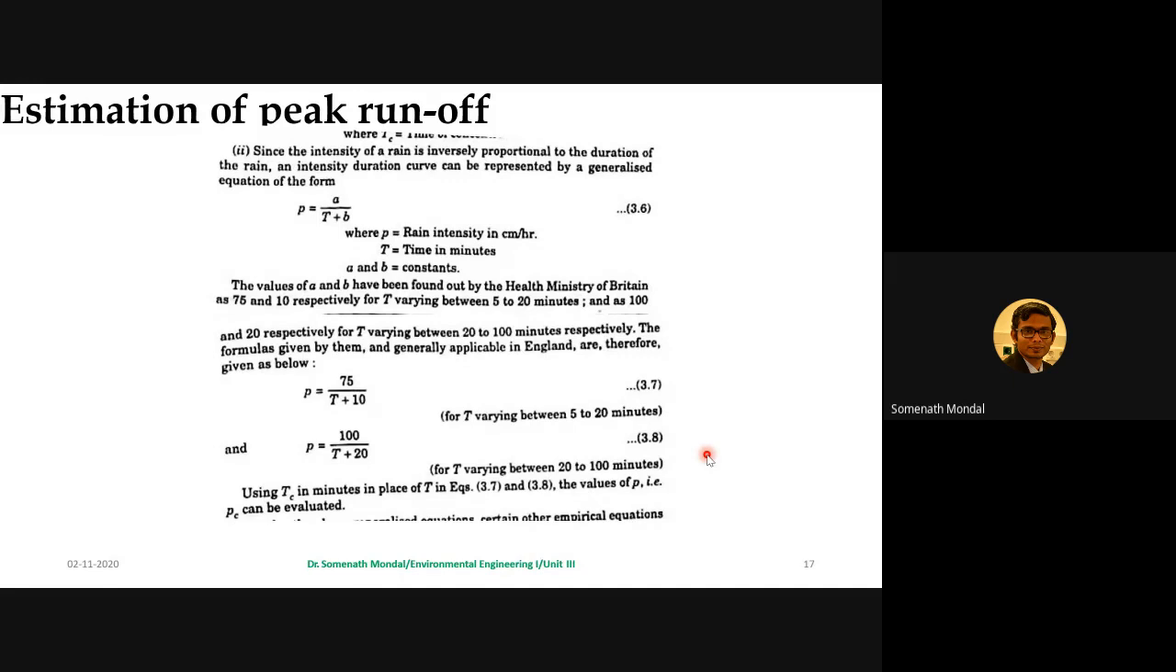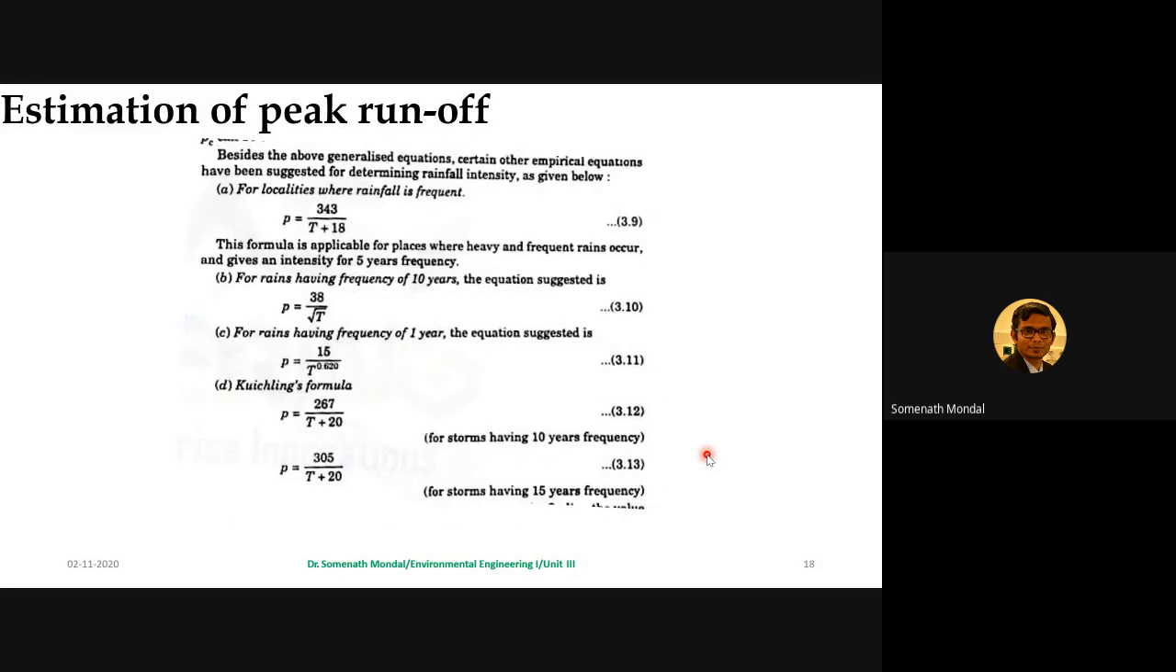Now using TC in minutes in place of T in equations 3.7 and 3.8, which I have written over here, the values of P and PC can be evaluated. Once you get the value of P and PC, then you can utilize them.